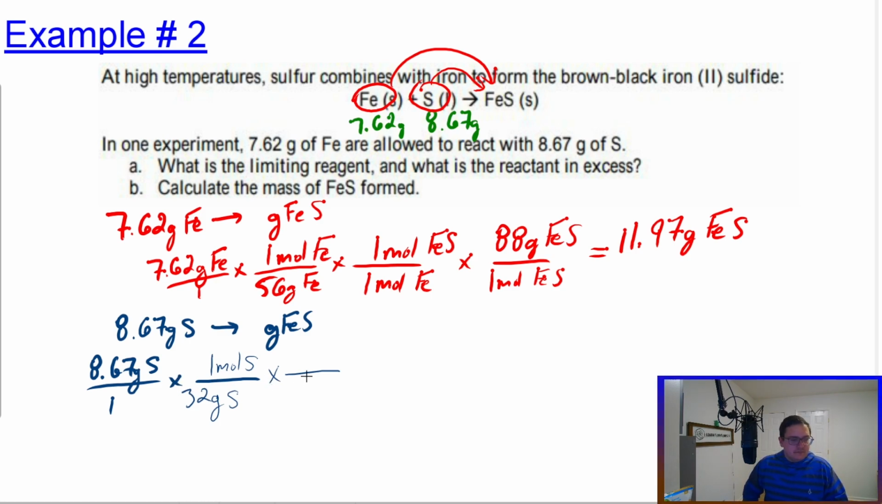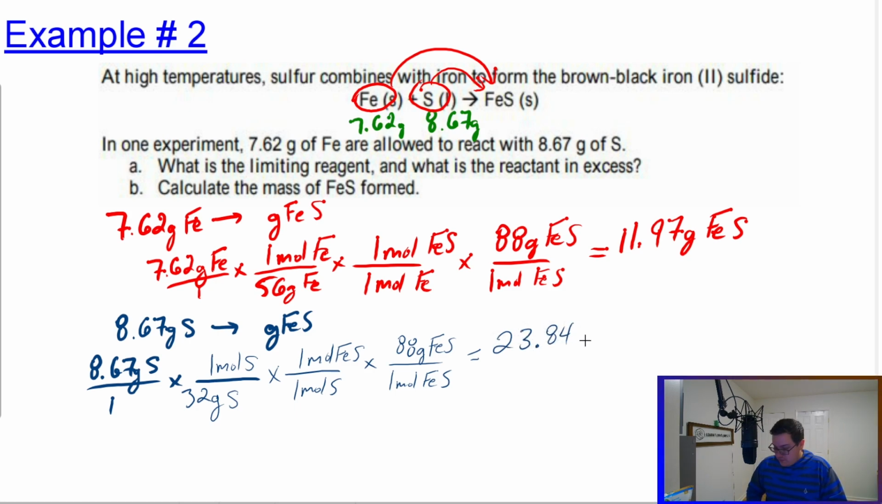I'm curious. All right, we got 1 mole sulfur and 1 mole of iron sulfide. Looks good. And then last step, 1 mole iron sulfide to 88 grams of iron sulfide. Okay, so we get 8.67 divided by 32 times 88, and that gets me 23.84, rounded to decimal places, grams of iron sulfide. So we've done all of the work. We're done for answering these questions.